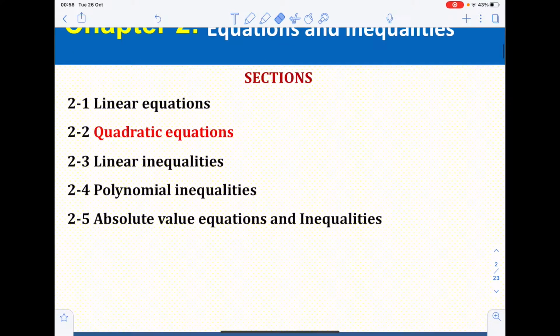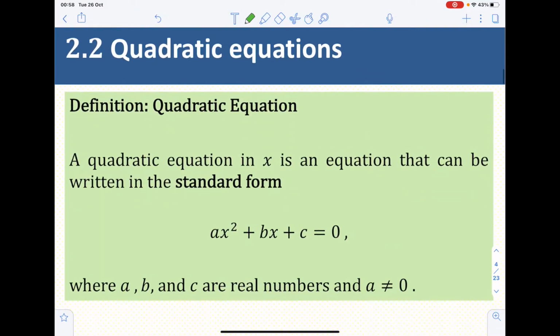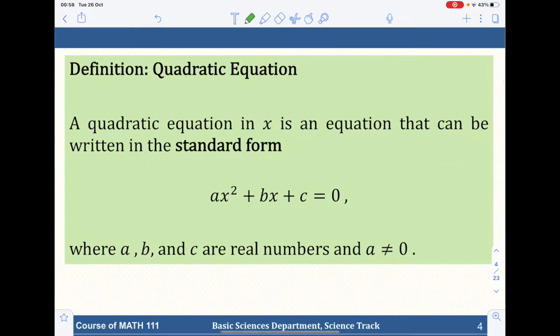Okay, so in the beginning we will talk about the quadratic equations. Quadratic equations. Okay, so definitions. Quadratic equations. A quadratic equation in x is an equation that can be written in the standard form.